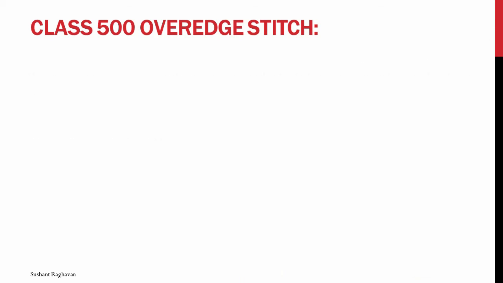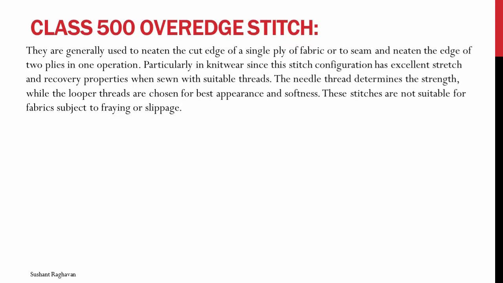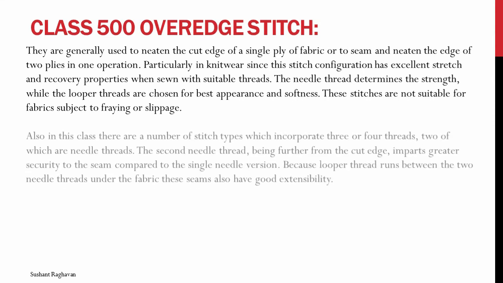Class 500 overedge stitches are generally used to neaten the cut edge of a single ply of fabric or to seam and neaten the edge of 2 plies in one operation, particularly in knitwear, since this stitch configuration has excellent stretch and recovery properties when sewn with suitable threads. The needle thread determines the strength while the looper threads are chosen for best appearance and softness. These stitches are not suitable for fabrics subject to fraying or slippage.